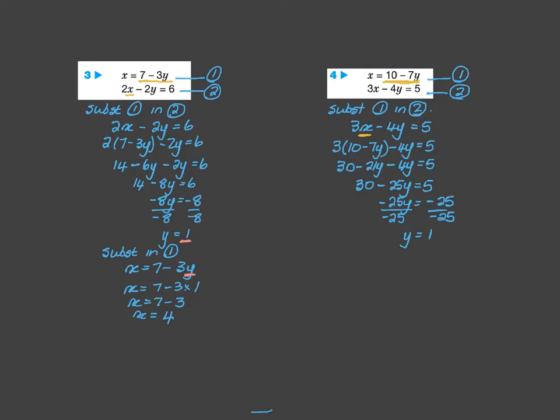Now I need to find x, and to do that I'm going to substitute in 1. It does work if you substitute in 2. Substituting in 1 is just easier. X is equal to 10 minus 7y. What am I going to substitute? Y is equal to 1, and so I'm going to put a 1 in the place of y. X is equal to 10 minus 7 times 1. X is equal to 10 minus 7, so x is equal to 3.